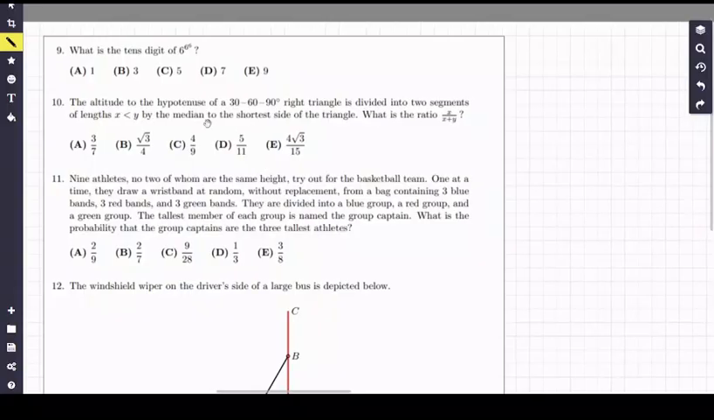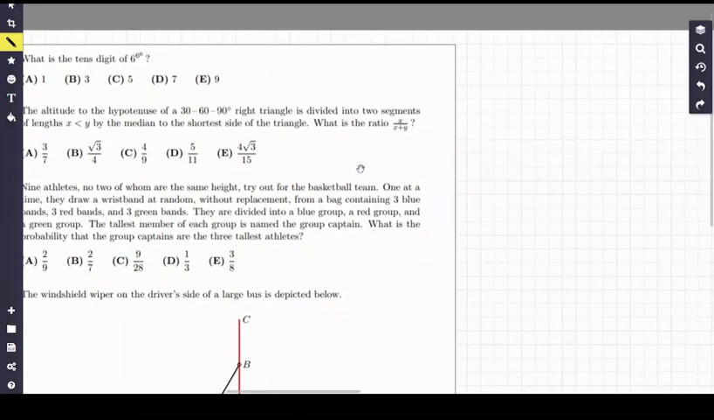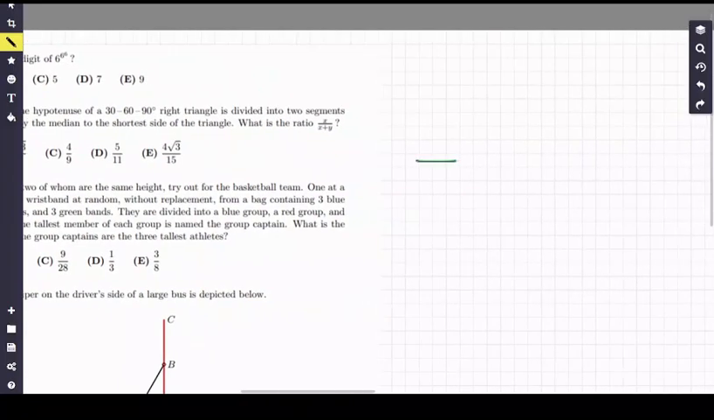Anyways, so the altitude to the hypotenuse of a 30-60-90 right triangle divides it into two segments of length x and y, such that x is smaller than y, and the median to the shortest side of the triangle. Wow. So you look at this and you're like, what? I don't get this. Yeah, me too. When I first read it, I didn't get it, but it's okay.